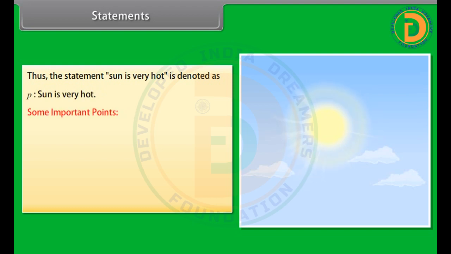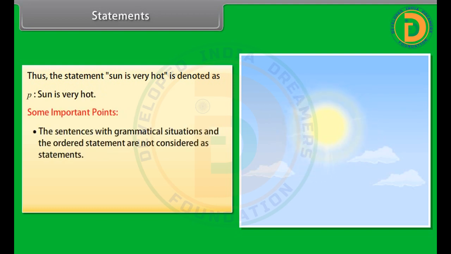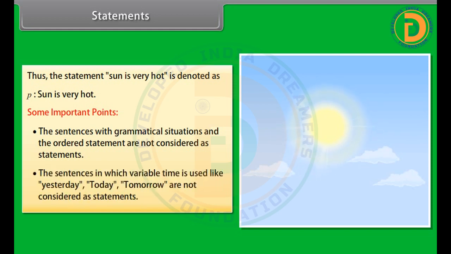Some important points. The sentences with grammatical situations and the ordered statement are not considered as statements. The sentences in which variable time is used, like yesterday, today, tomorrow, are not considered as statements.